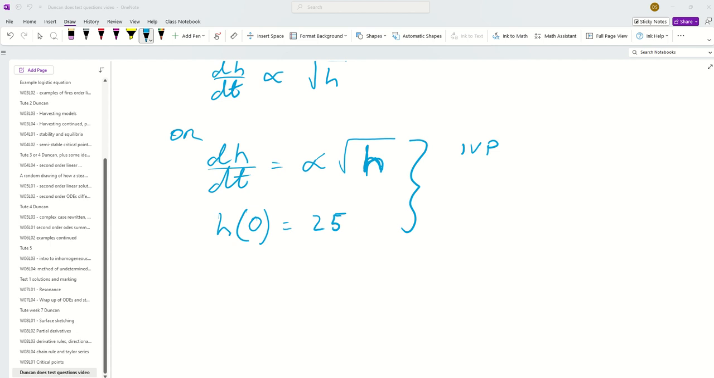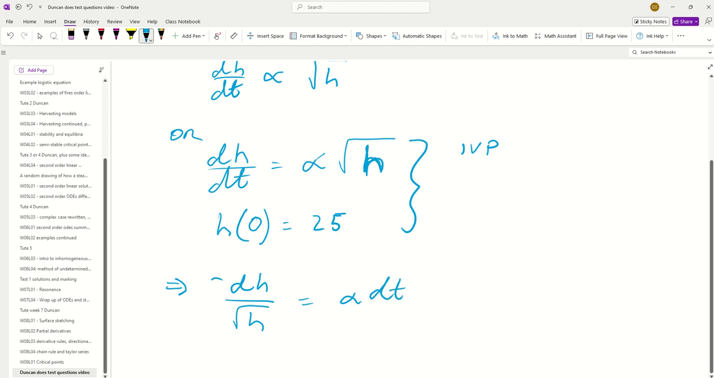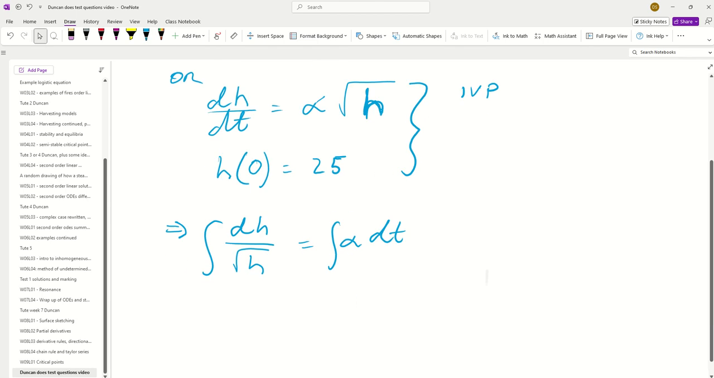So let's go ahead and solve this thing. By separation, we write dh on square root h equals alpha dt. We could move the alpha around, but it'll just end up with the t anyway, so we may as well just leave it there. Height is measured in centimeters, I should note that. Time is in days.